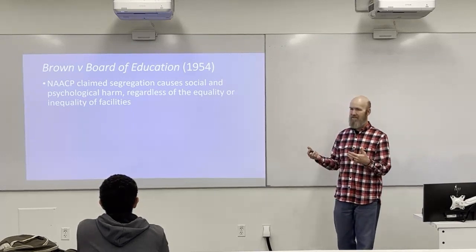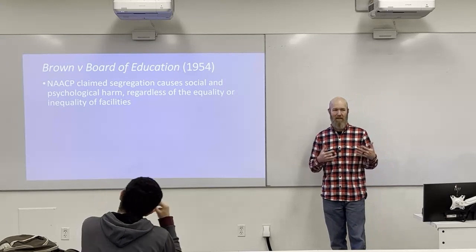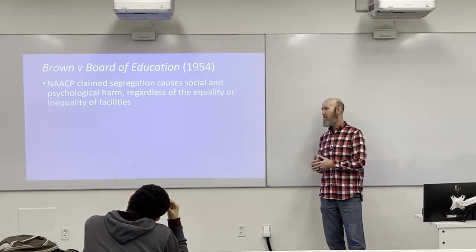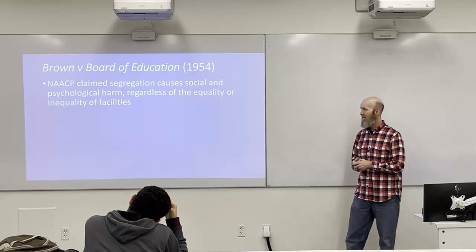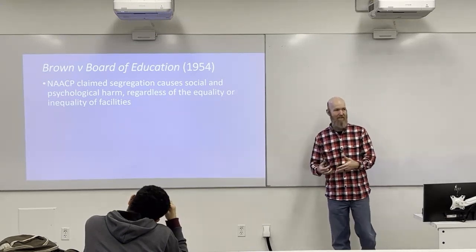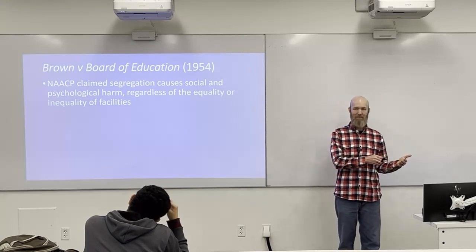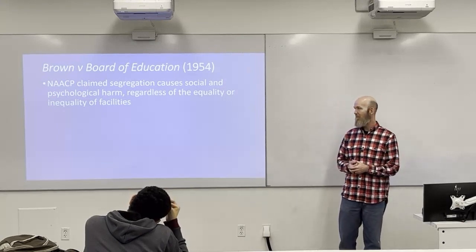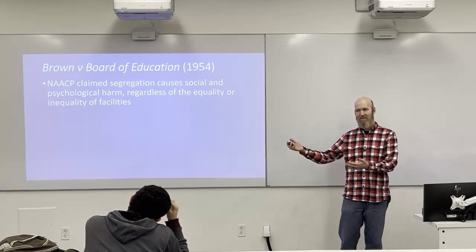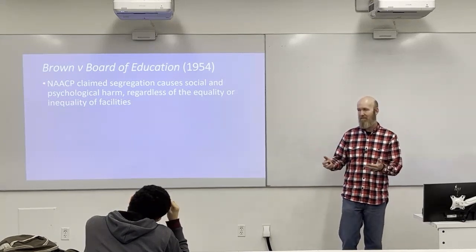They had cases where they argued that some black schools were of lower quality, less funded, things like that, than white schools. But in this case, they were saying even if the black schools are equally funded, equally high quality and everything, simply by segregating people, you are causing psychological harm because the implication is that something's wrong with them. Otherwise, why do you need to segregate them? Why do you need to separate them unless something's wrong?